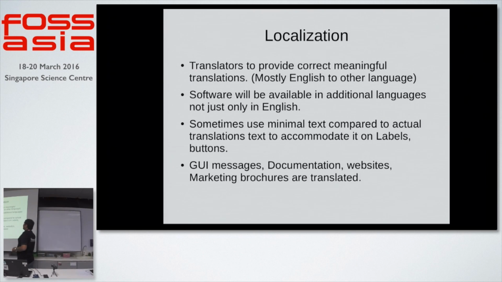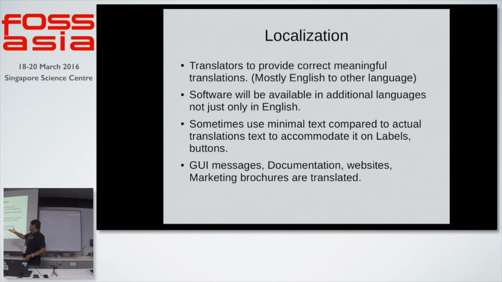The software will be available in additional languages, not only in English. That is a part of localization. Then, like I said, use minimal text compared to the actual translation text to accommodate it on labels and buttons. And what are the things that are available for localization? Those are the GUI messages, then the documentation. If you have seen, most products have huge documentation. Then their websites, which also contain a lot of information that can be translated.